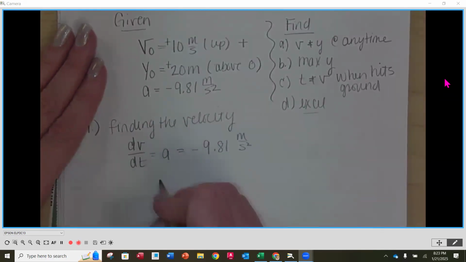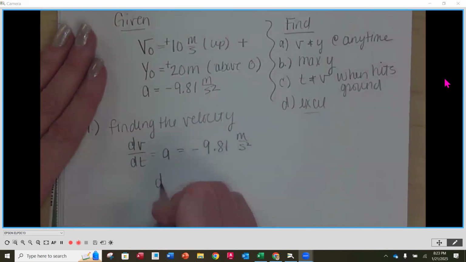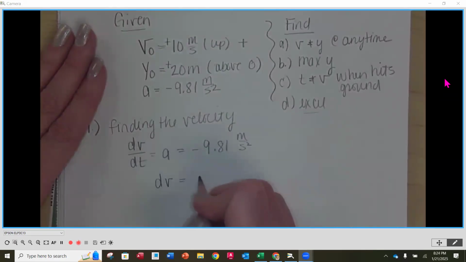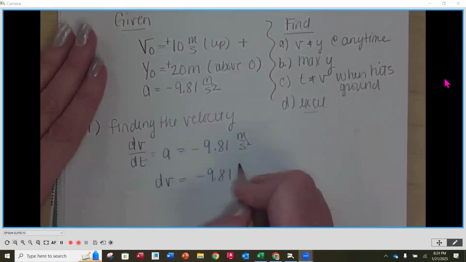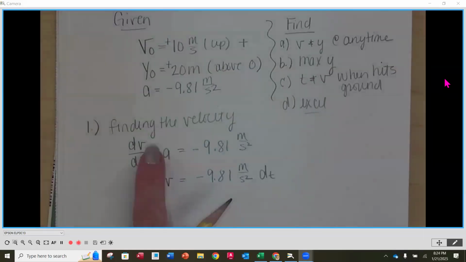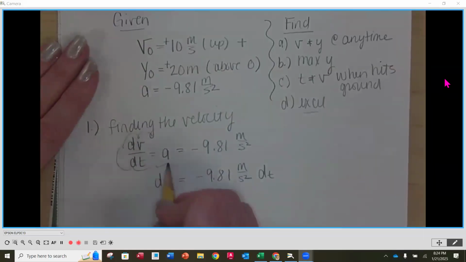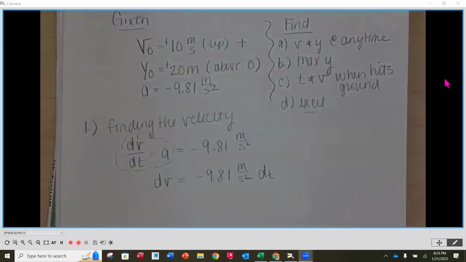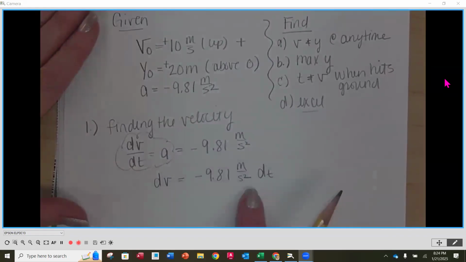So then we can rewrite this and solve for the velocity. We can say dv is going to be equal to negative 9.81 meters per second squared times dt. And all I did was rearrange this equation right here and substitute in the negative 9.81 to solve for the velocity. Okay. Now this is what I take the integral of.